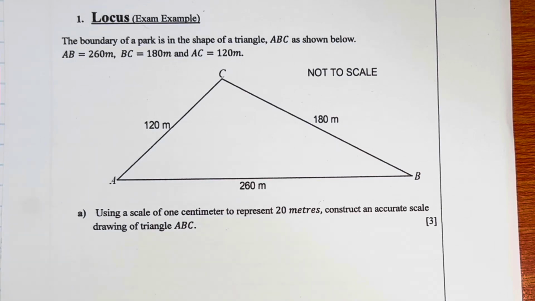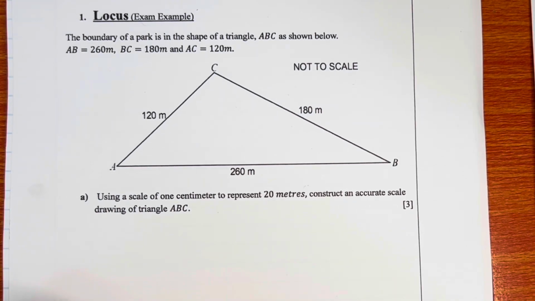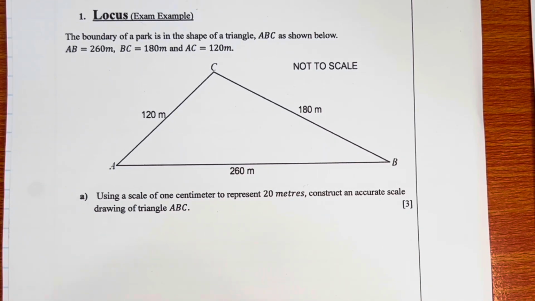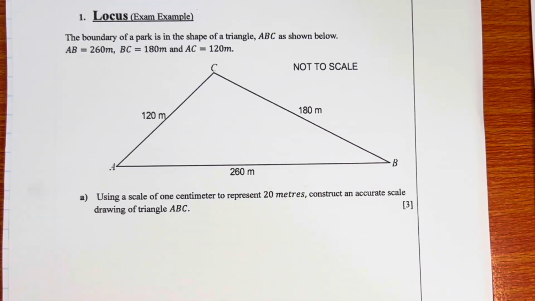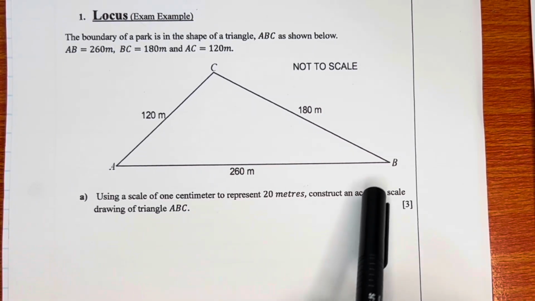Okay, now in this question, we are told that the boundary of a park is in the shape of a triangle ABC as shown below. Just before I proceed, make sure that you always read to understand your questions. Don't just read to respond, read to understand. Before the question, we are told that the boundary of a park is in the shape of a triangle ABC as shown. So you go to the triangle and you see ABC, that's my triangle, and it's representing a boundary of a park. Now, AB is indicated here.